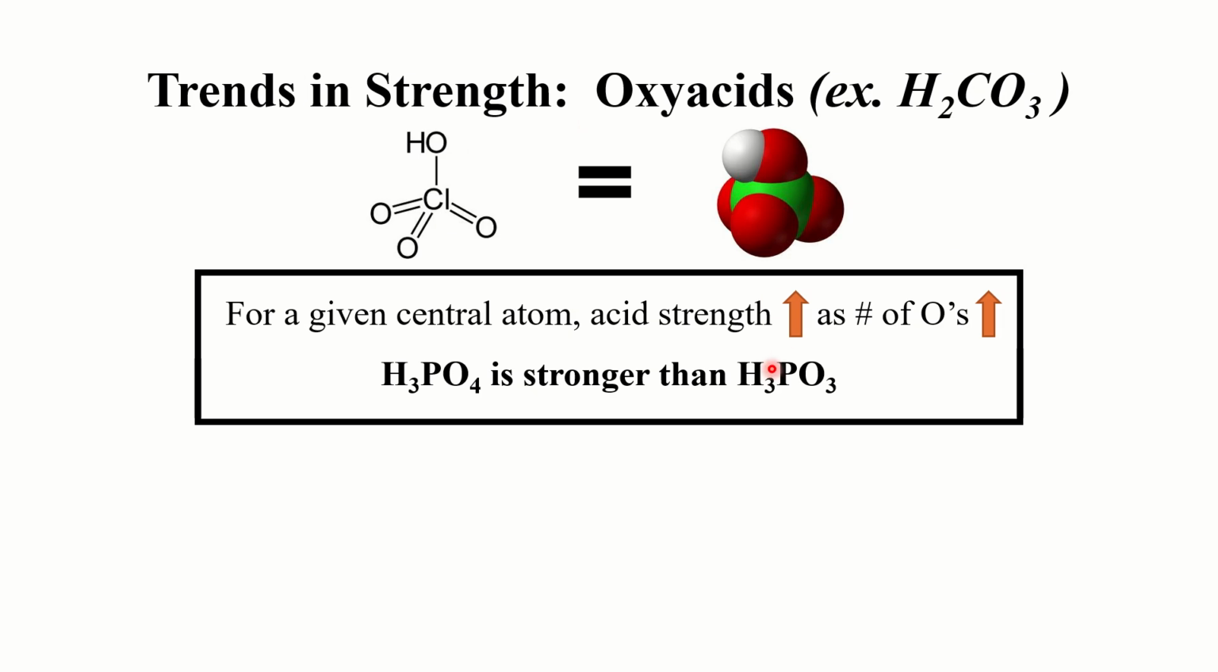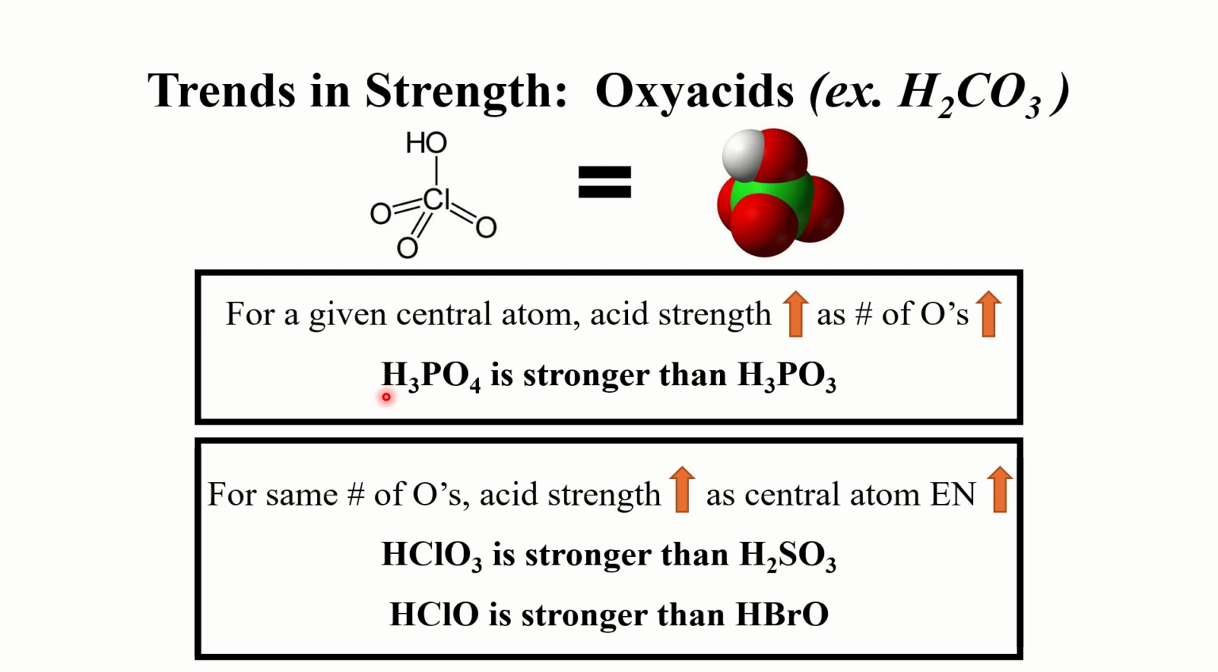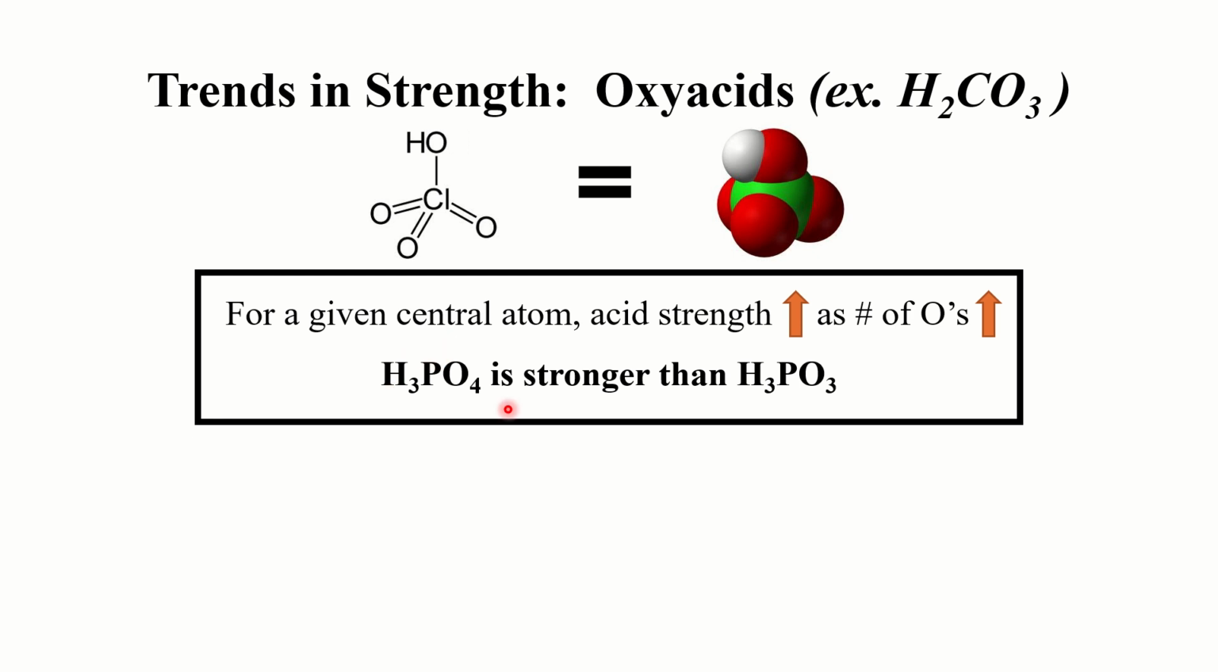All right, we're going to finish today by talking about trends in strength with regards to oxyacids. For a given central atom, acid strength increases as the number of oxygens increases. This trend applies when you are comparing two oxyacids that have the same central atom.